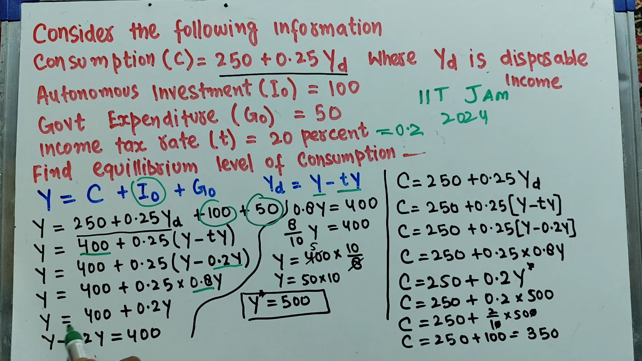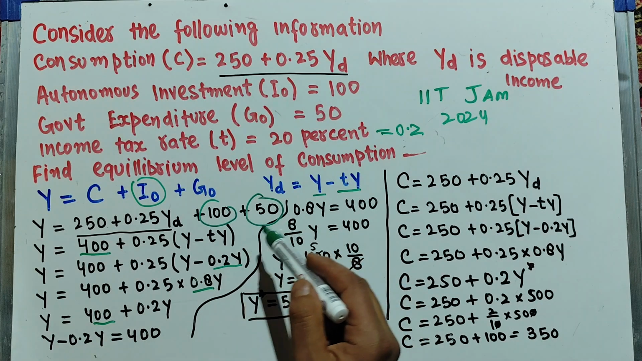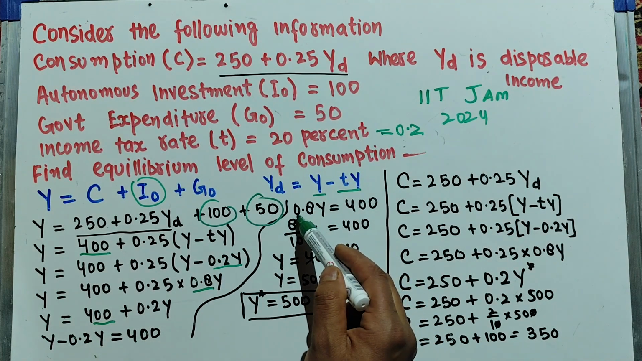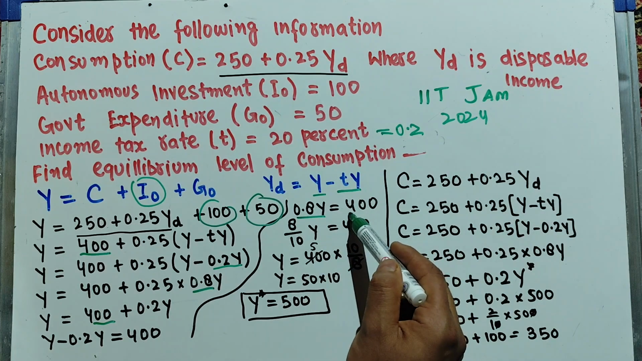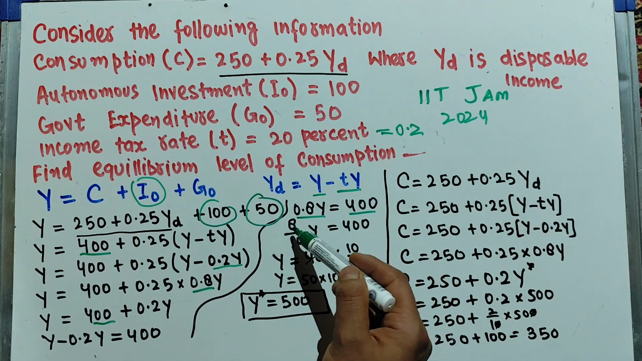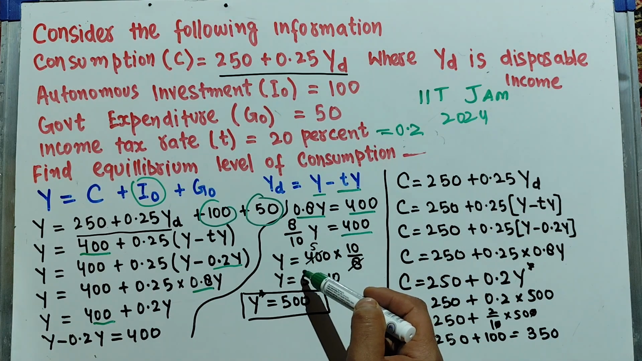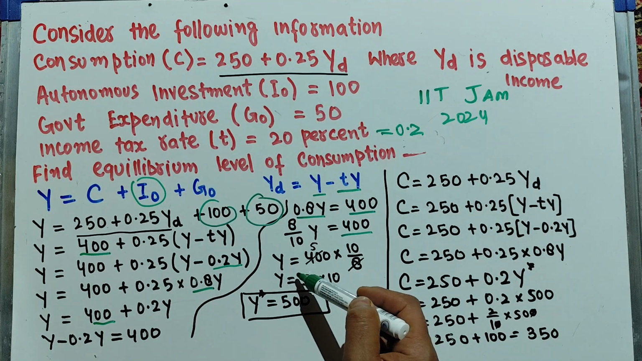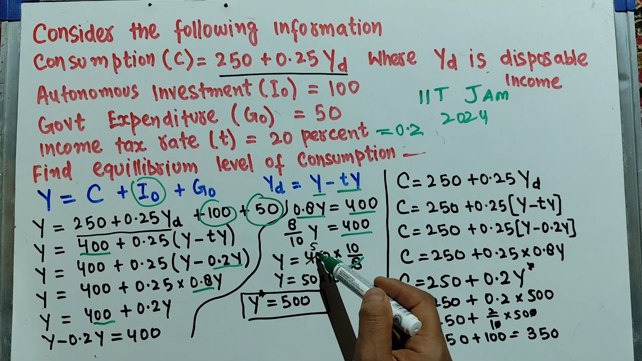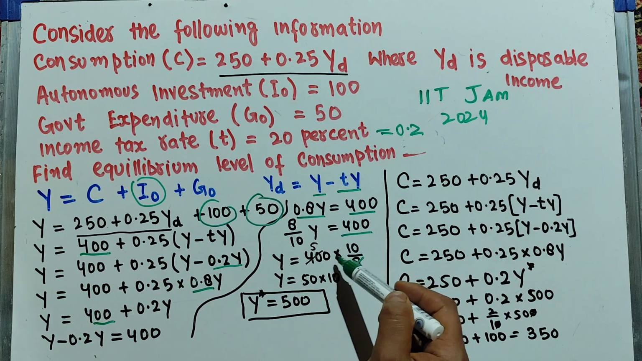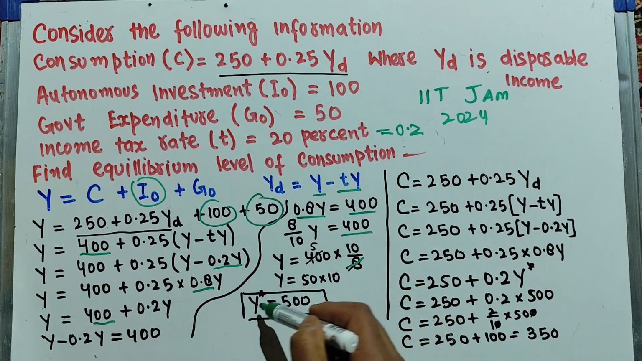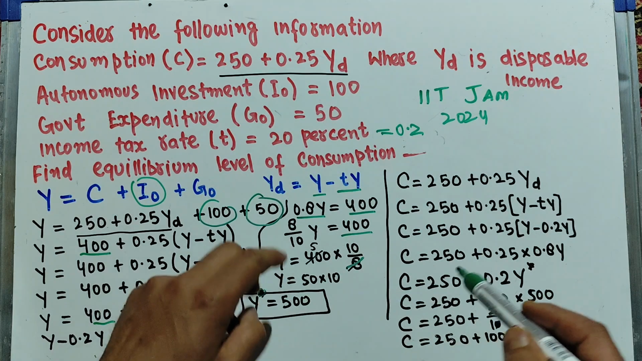Okay, so total income will be equal to 400 plus 0.25 into 0.8, which sums out to be 0.2Y. So Y minus 0.2Y is equal to 400. That implies 0.8Y is equal to 400. 0.8 can be written as 8 upon 10, Y equal to 400 here, which implies Y, that is our equilibrium level of income, will be equal to 8 ones are 8, 8 5s are 40, 5 10s are 50, into 10 is 500. That means equilibrium level of income is equal to 500.